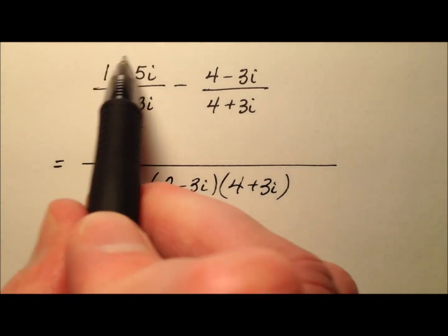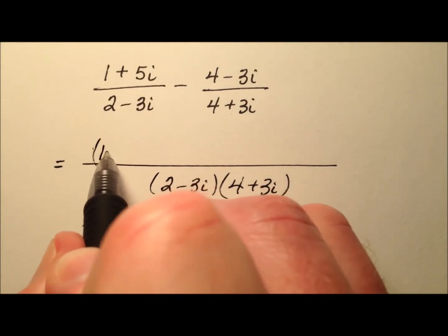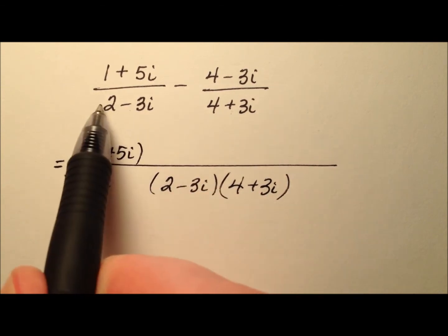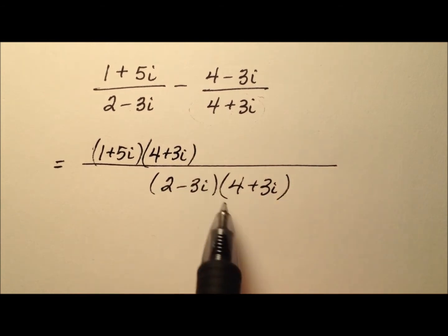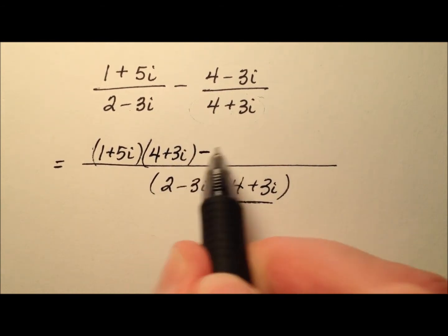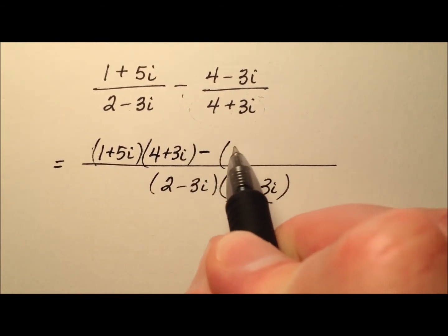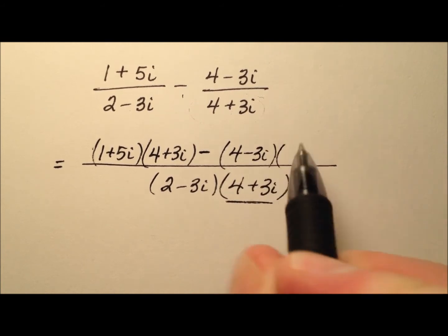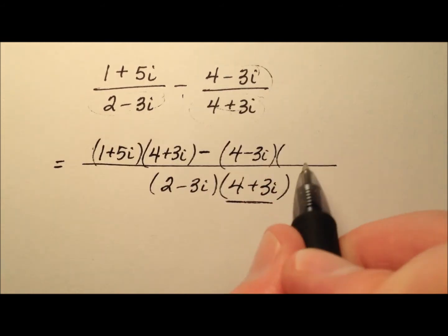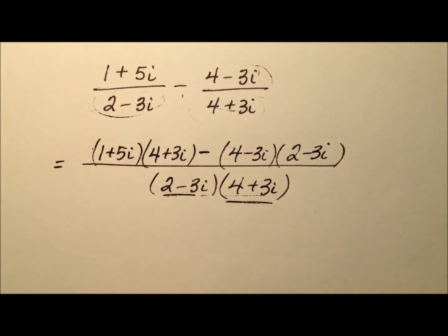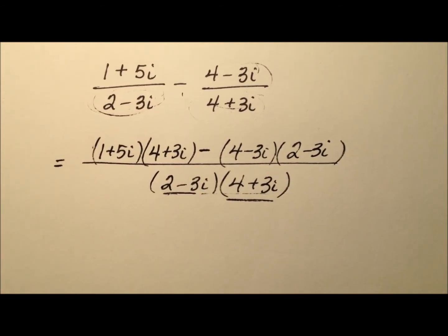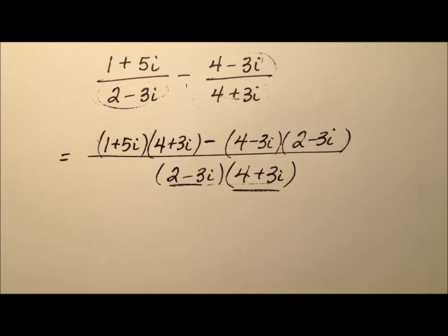And so this first numerator was 1 plus 5i, so I need to multiply it by this 4 plus 3i factor that gave me the common denominator here, minus, and then we have the 4 minus 3i that needs to be multiplied by the 2 minus 3i. That gave me the common denominator here. Okay, so when we are at this point, we have a lot of multiplication to do.